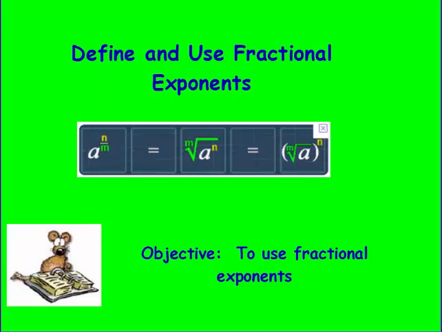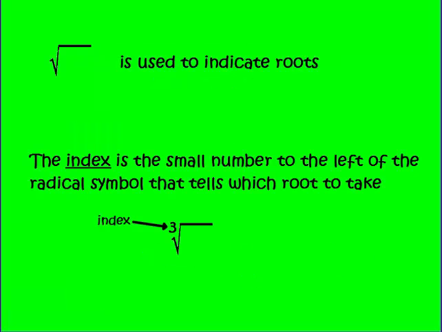Today we're going to define and use fractional exponents. Your radical sign is used to indicate roots, and when there's no number right in this location, it's considered a square root. Yes, you can have a number there, and it's called the index. It's the small number to the left of the radical symbol, which tells you which root to take.